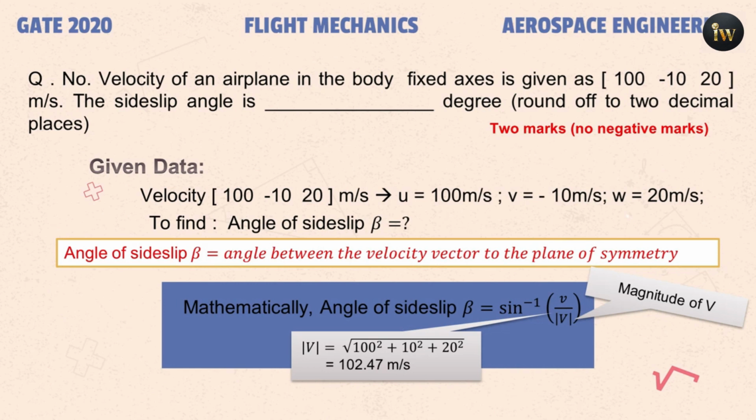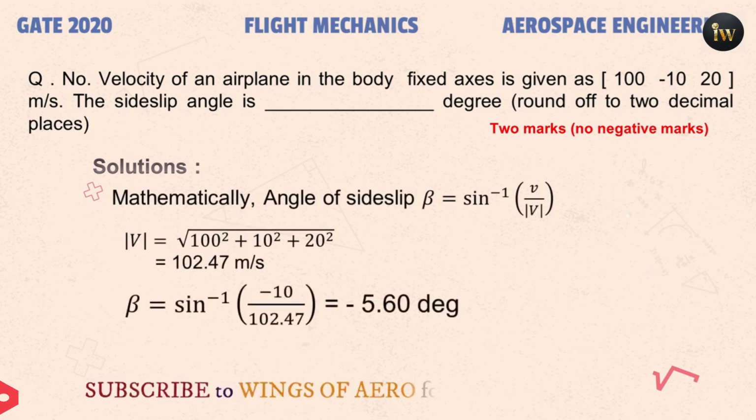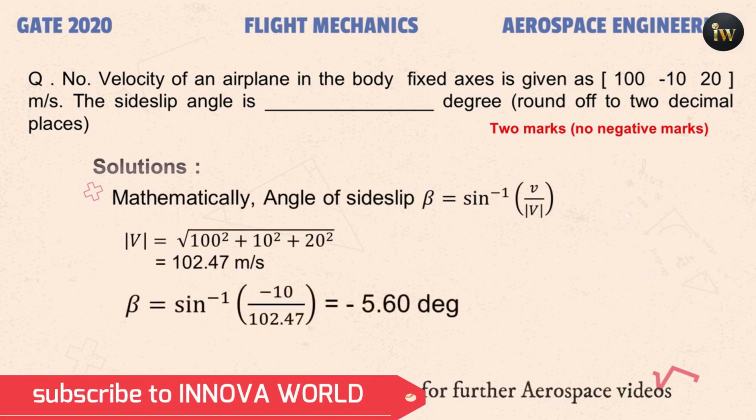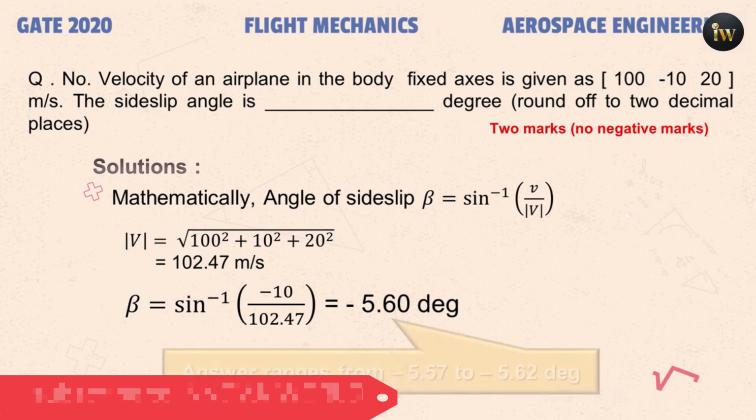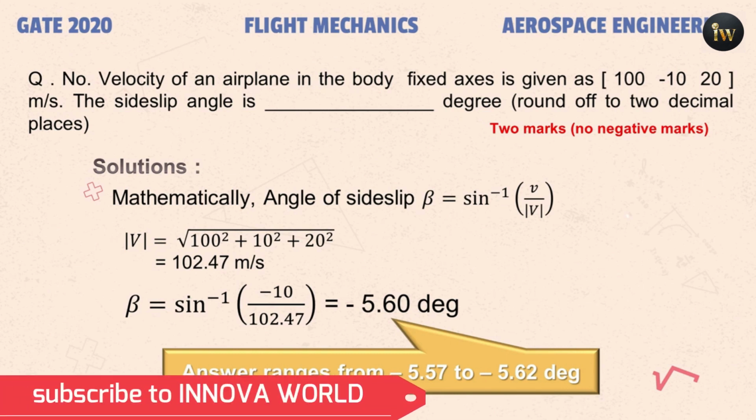Now simply substituting the values in the formula, beta equals sine inverse of minus 10 divided by 102.47, we get a beta value of around minus 5.60. Based on the answer key, which should be in the range minus 5.57 to minus 5.62, this is within the limit. So the minus sign is very important, and we have achieved it.